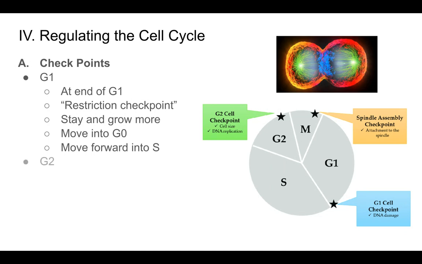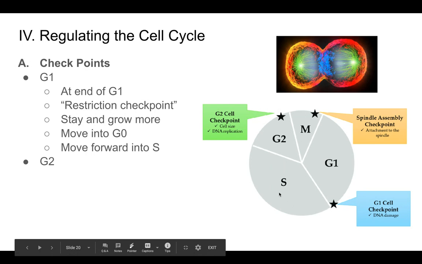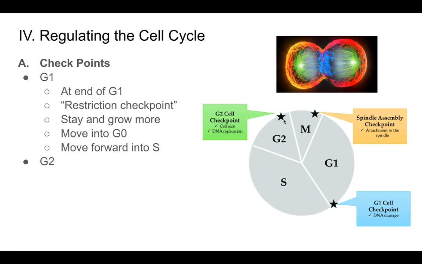The next checkpoint is all the way at the end of interphase, at the end of G2. Here we are looking at the most significant thing that has occurred. We are looking to see if our DNA really did duplicate correctly in the S phase. So at the end of G2, we're checking our DNA. If your DNA duplicated, you move forward. If your DNA did not duplicate correctly, the cell triggers its own death. There isn't really a second chance here.